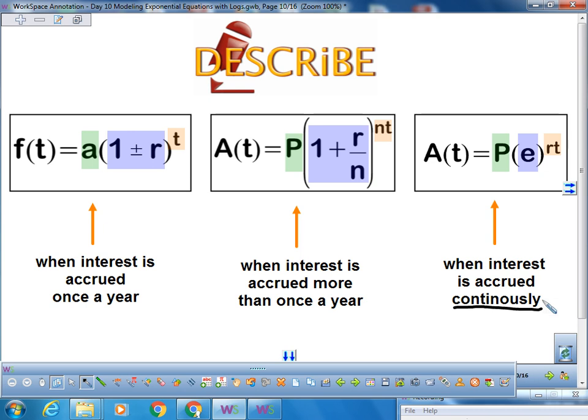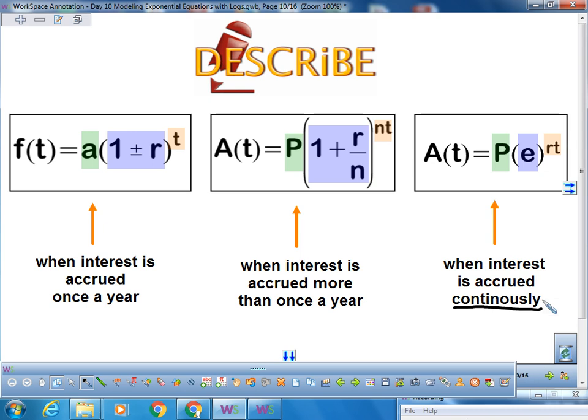You'll see this word continuously. So when we see continuously, we use E. When we see something talking about happening more than once a year, we use this middle one. And then all the other ones, we use this one. Okay? All right. Christiana.